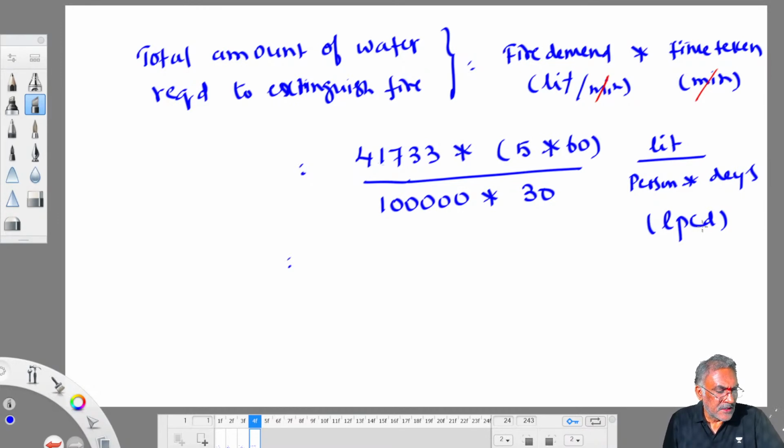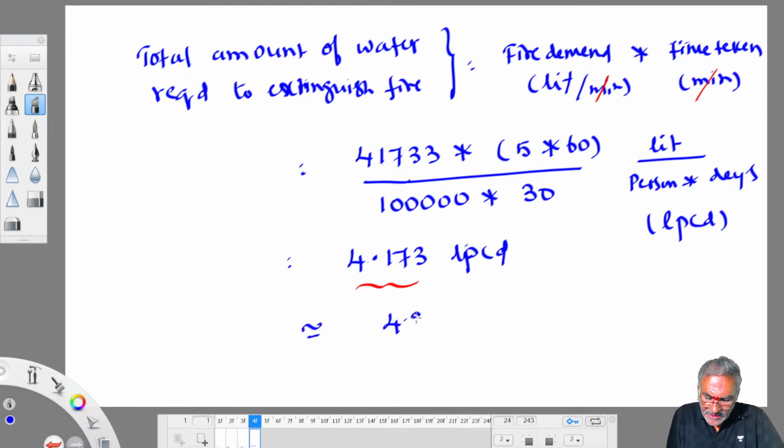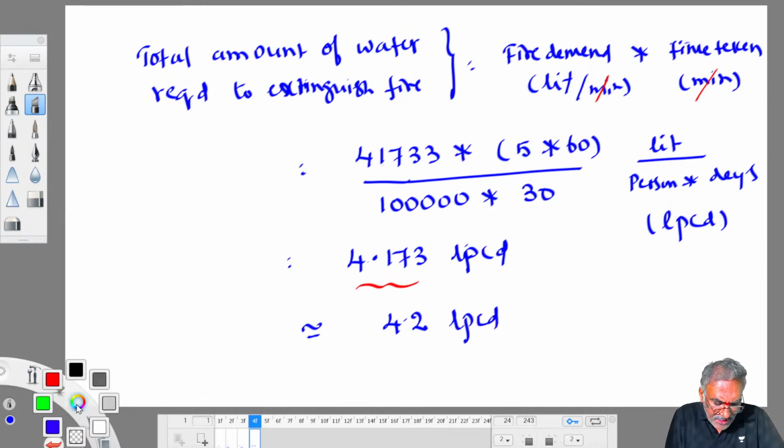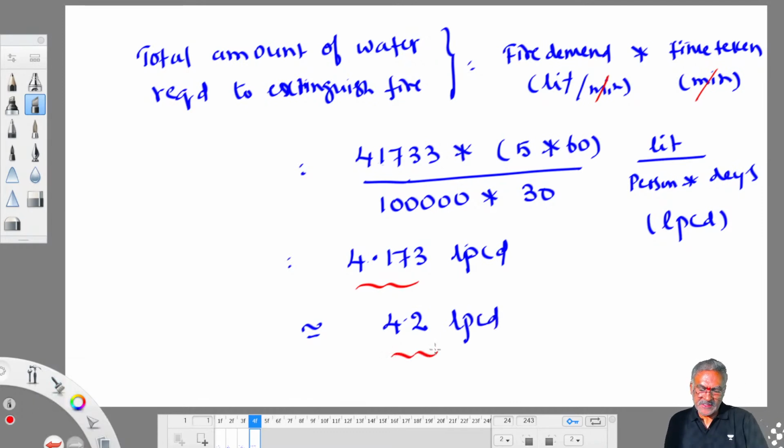41,733 into 5 into 60, divided by 1 lakh into 30. Normally, as we discussed, it comes anywhere between 4 to 6 liters. So I got 4.173 LPCD. This is how we can work it out. You can round this value to 4.2 LPCD. Compared to other demands it is very less because it is not a regular one. Once in a while it happens. That is how you can work out fire demand in LPCD.